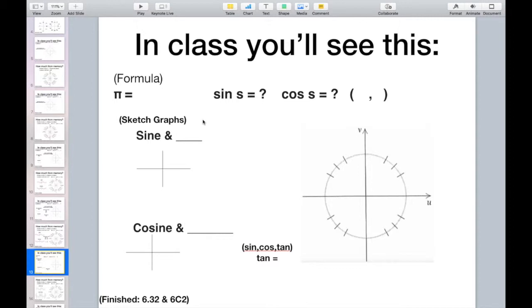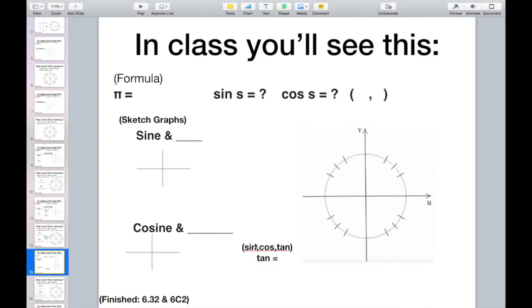So, you're going to see the normal stuff. You've seen the formula pi, sine s, cosine of s, the sketch the graphs of sine. And I also want you to include, after you sketch the sine graph, its reciprocal pair. What is its reciprocal pair? I hope you have that memorized, and then I hope you can also draw the kissing u's. Cosine and what's its reciprocal pair?